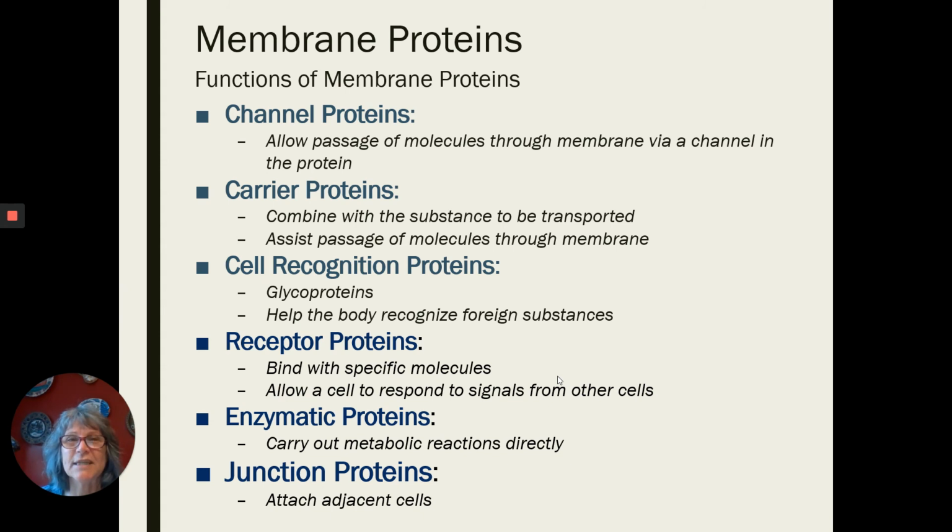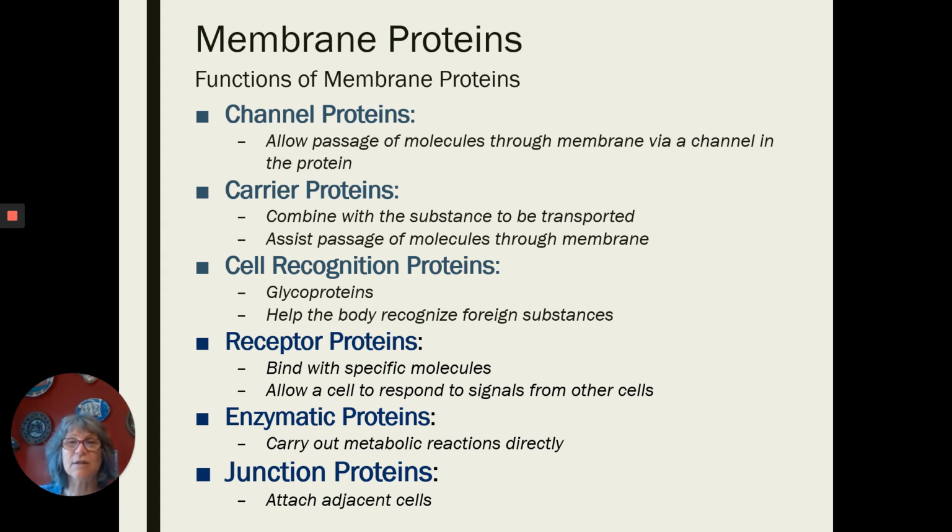Then I have carrier proteins, which are similar in that they provide a doorway, but they are a specific shape to a specific molecule. They can also work in combination with ATP to actively pump or push those specific molecules in or out of the cell. I have cell recognition proteins. This is how our immune system recognizes cells that belong versus cells that don't belong. Then there are receptor proteins that have a specific shape that allows certain molecules to attach or bind.